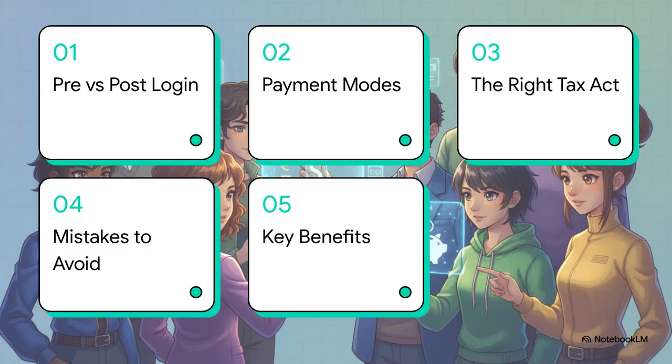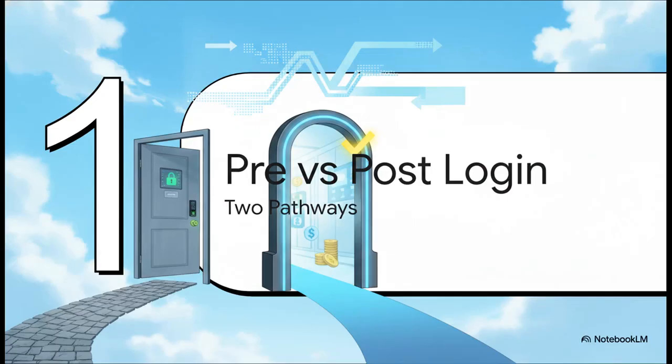Here is our ultimate roadmap for this explainer. We'll look at the pre versus post-login pathways, run through the payment and verification modes, clarify selecting the right tax act, highlight the mistakes to avoid, and wrap up with the key benefits. Section 1. Pre versus post-login pathways.